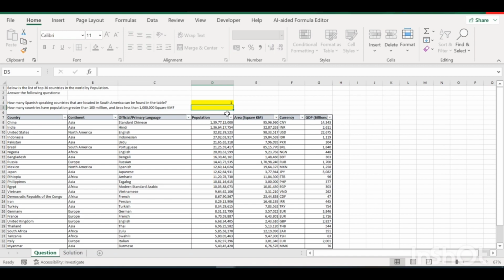Now to better understand and to practice this formula, I have given one more question below, that is: how many countries have population greater than 100 million and area less than 10 lakh square kilometer? So please solve this question and please give me the answer in the comment box.